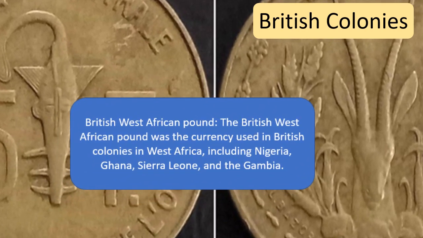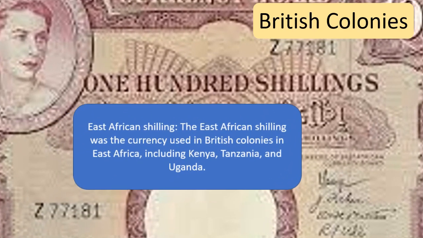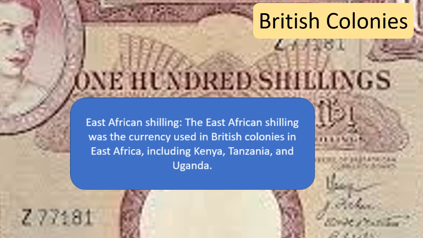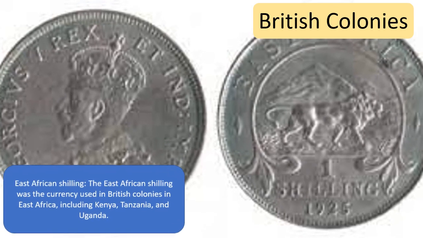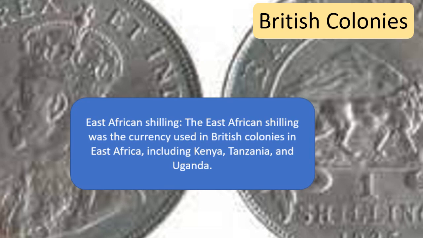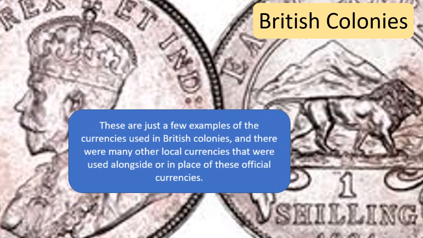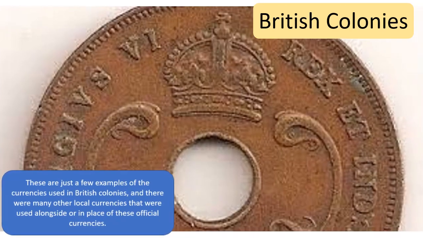East African shilling. The East African shilling was the currency used in British colonies in East Africa, including Kenya, Tanzania, and Uganda. These are just a few examples of the currencies used in British colonies, and there were many other local currencies that were used alongside or in place of these official currencies.